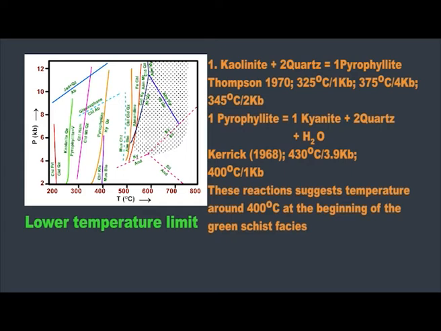This reaction was carried out by Thomson in 1970: 325 degrees centigrade at 1 kilobar, 375 degrees centigrade at 4 kilobar, 345 degrees centigrade at 2 kilobar. Another reaction: pyrophyllite gives rise to kyanite plus quartz plus water. This reaction was carried out by Carrick in 1968: 430 degrees centigrade at 3.9 kilobar, 400 degrees centigrade at 1 kilobar. These reactions suggest a temperature around 400 degrees centigrade at the beginning of the greenschist phases.